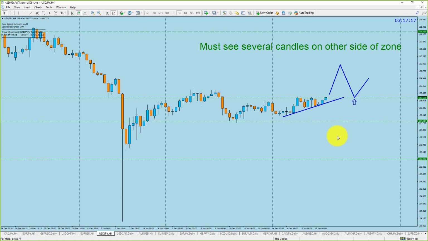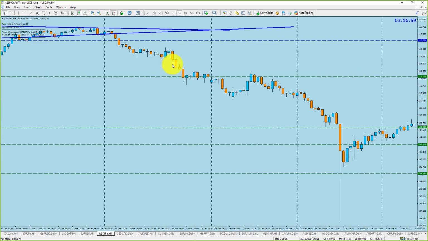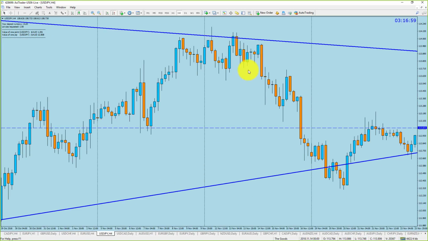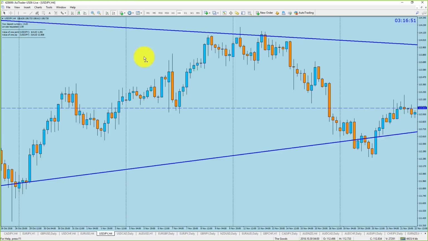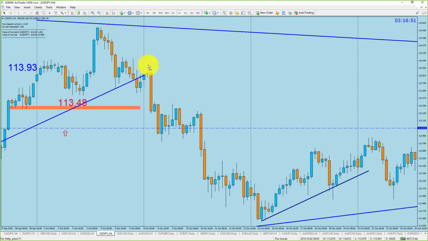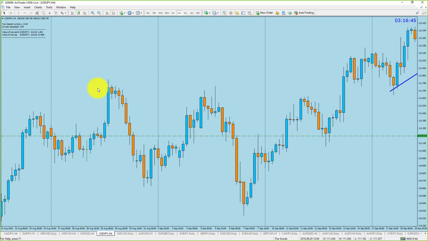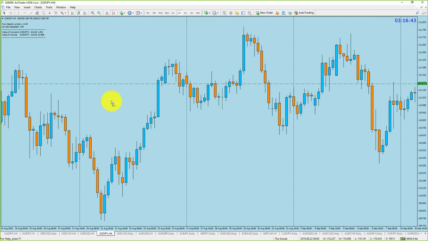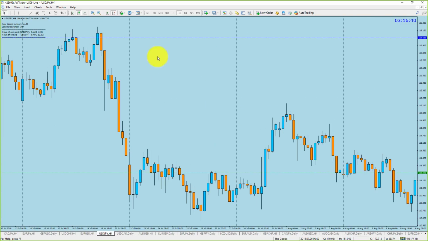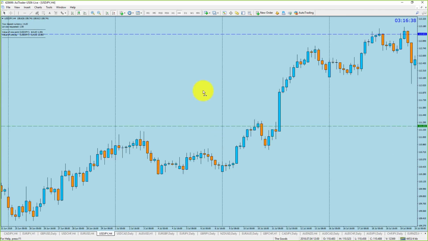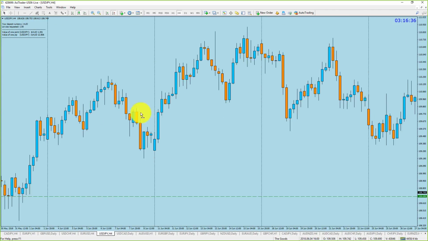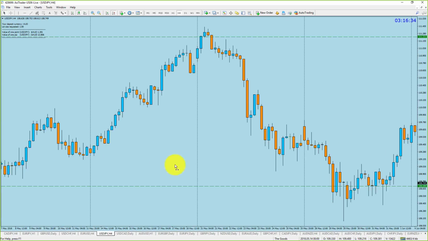I would not want to mess with a bounce like that. You want it to spend several candles up there before it bounces. So let me see if I can find you a good example of what this looks like. Kind of a directionless market, isn't it? Very choppy lately, anyway.